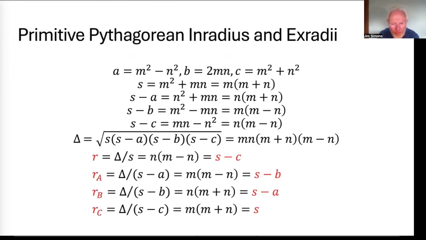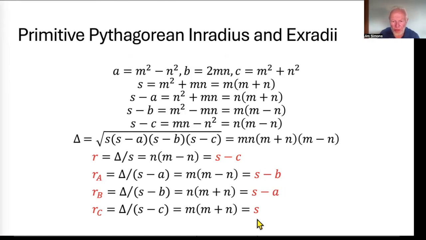Now then, what integers are they? Well, compare back to this. So this is actually s minus c. That's s minus b, that's s minus a, and that's s. So that's extraordinary. And so we've proved that for primitive Pythagorean triples.